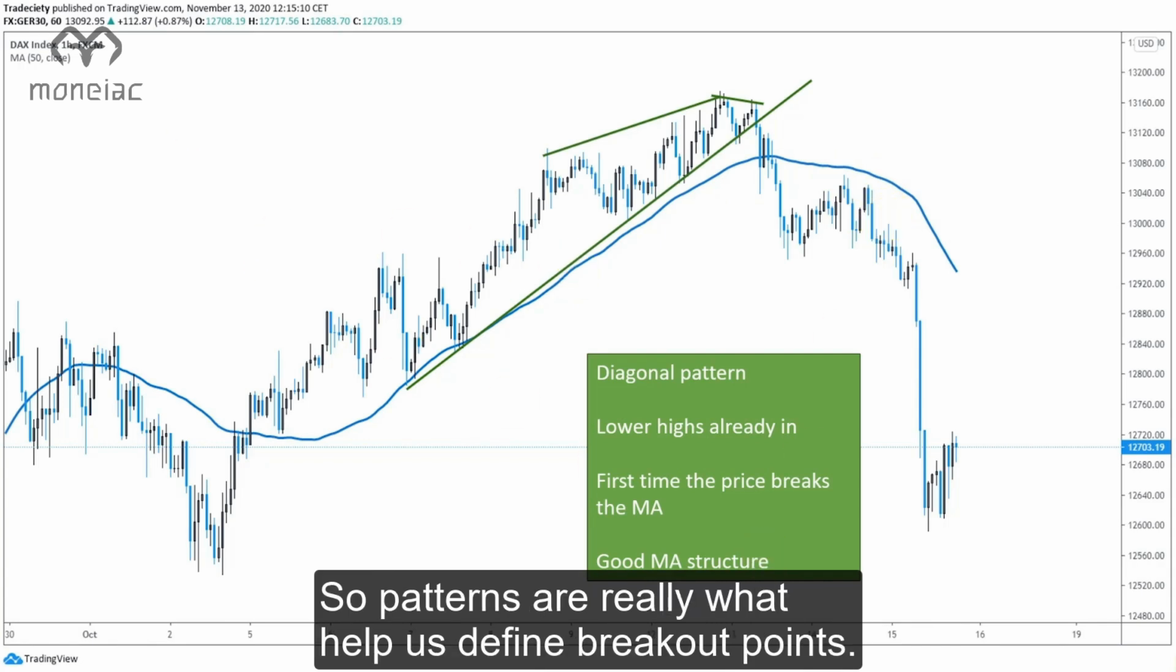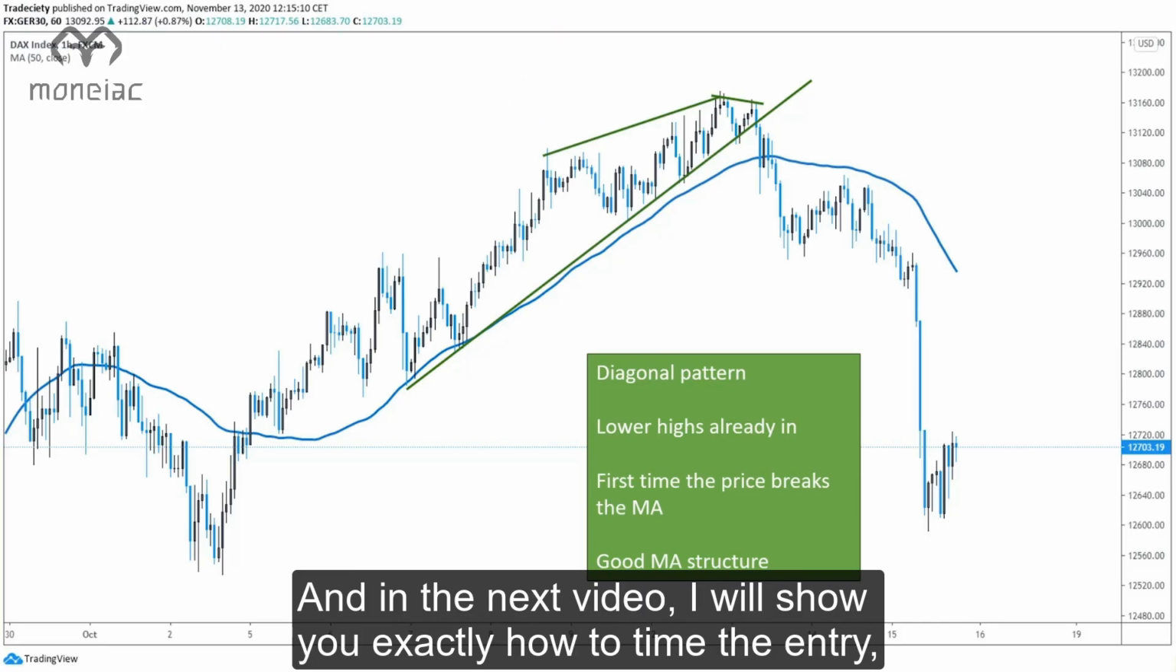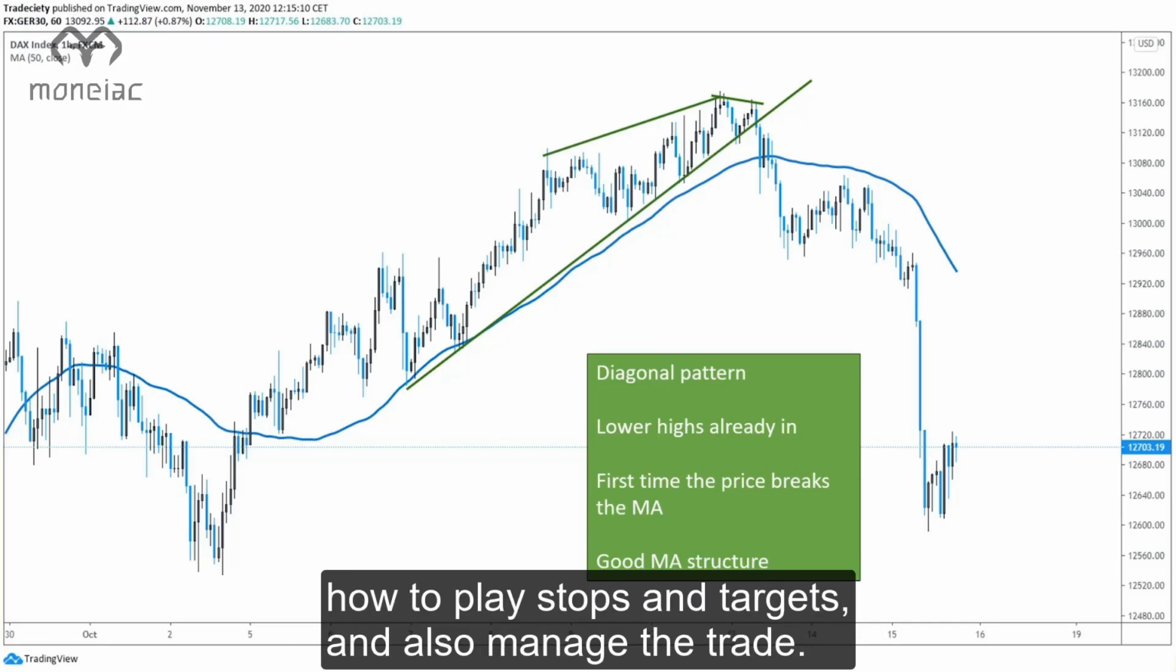So patterns are really what help us define breakout points, and in the next video I will show you exactly how to time the entry, how to place stops and targets, and also manage the trade.